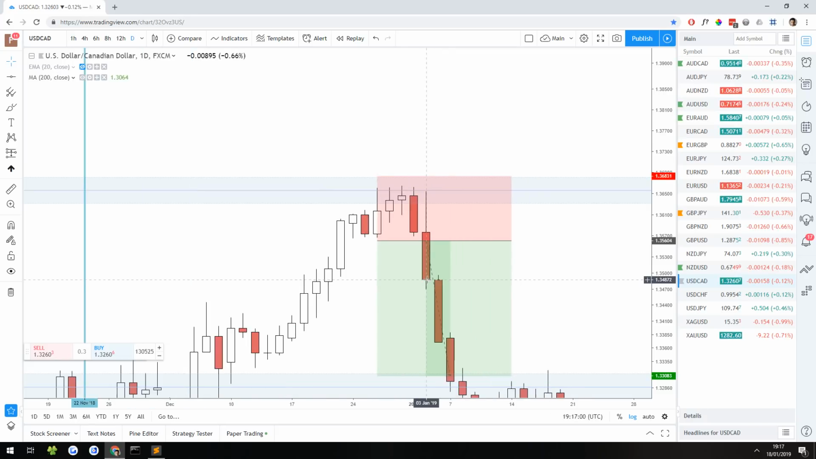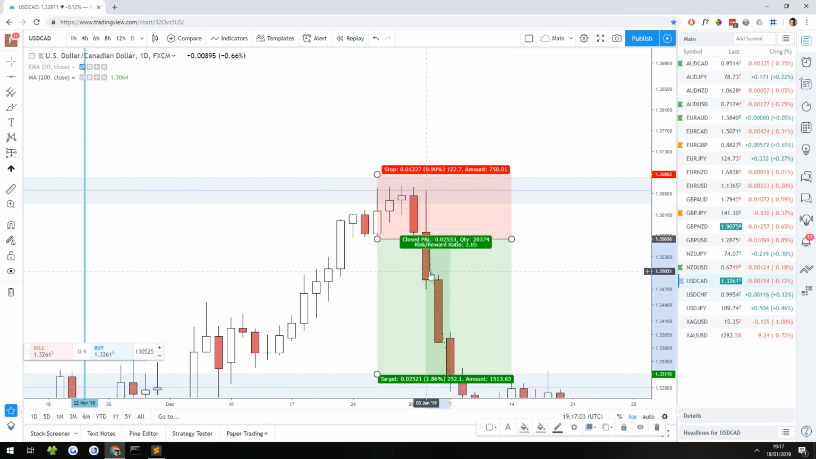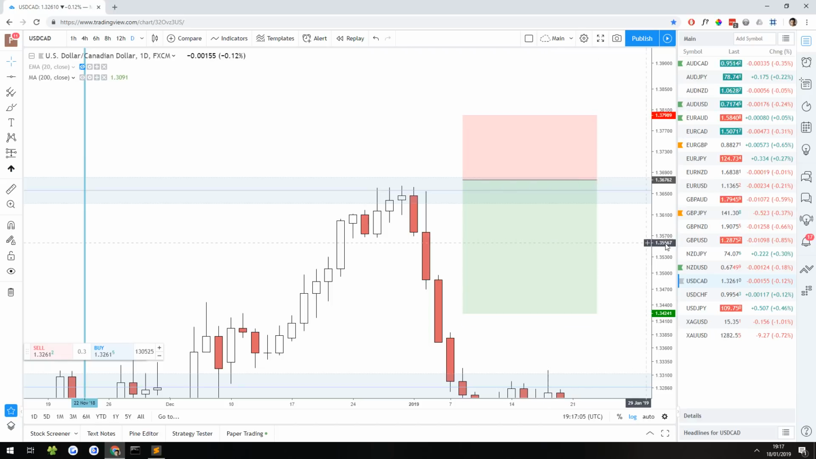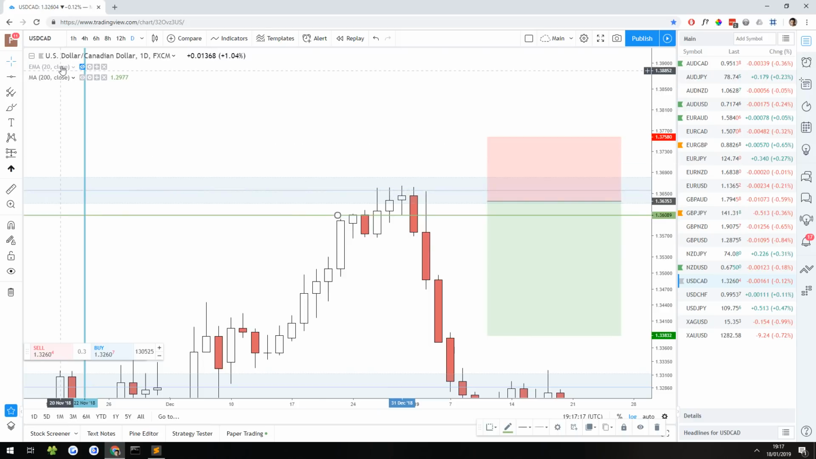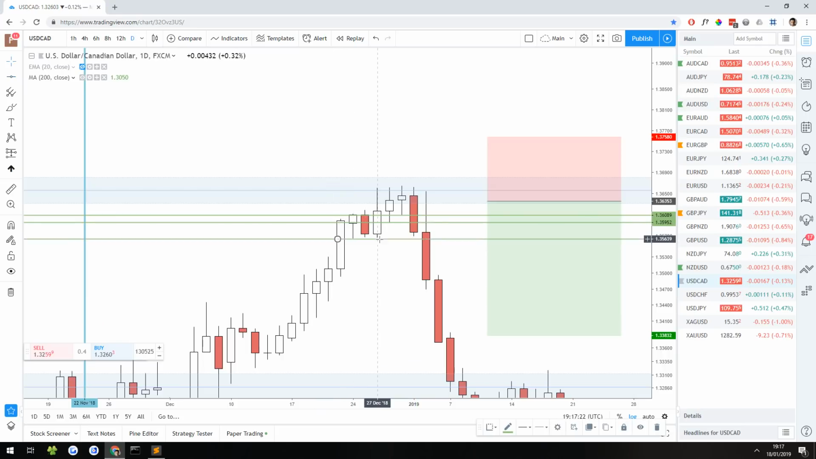On the daily, we could have done things a little bit differently, but we could have also done things the same. On the daily, we had 3 points that we could have picked for entries. We could have picked the low of that indecision candle, or the low of this indecision candle, or these lows here. We have 3 potential entries. Now, all of them are technically okay, and it depends on you and your risk appetite which one you want to pick.